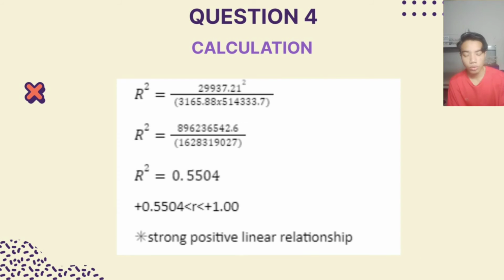Question number 4, we need to find the r square. The formula of r square is Sxy squared divided by Syy multiplied by Sxx. So we put in the values of Sxy, Sxx and Syy. Then we will get the value of 0.5504. The value 0.5504 is in the range between 0.5 and 1. So it shows that this calculation is a strong positive linear relationship.